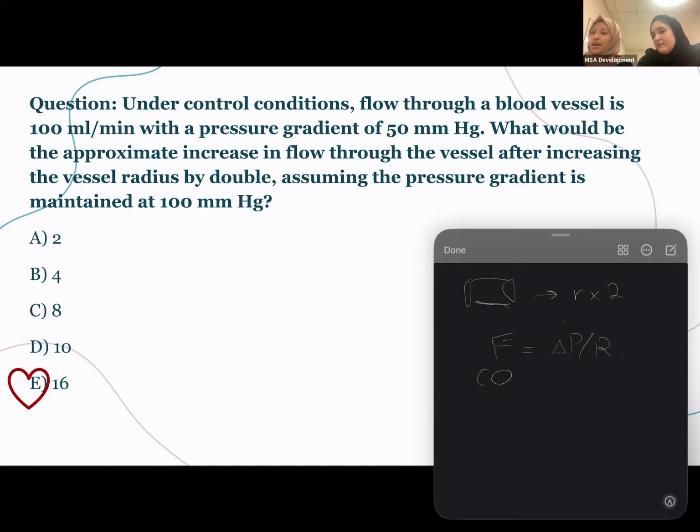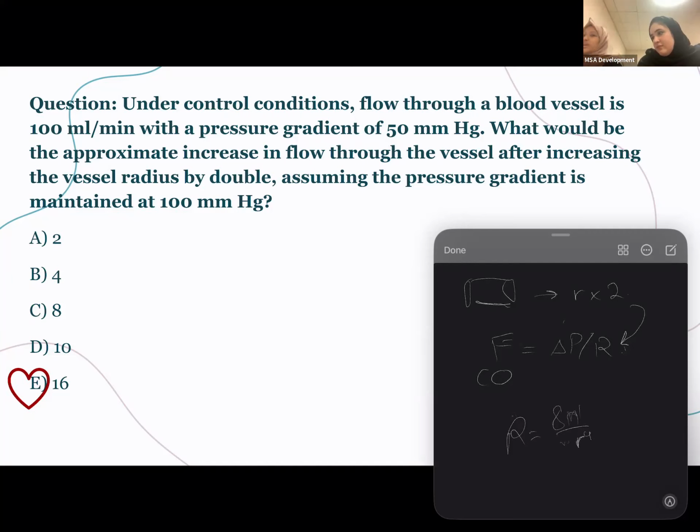Let's say. Now, if you want to know how radius affects flow, you have to look at how radius affects resistance first. And the resistance formula has viscosity on top, and radius here to the power of 4. Just know that radius to the power of 4 is inversely proportional to resistance, right?